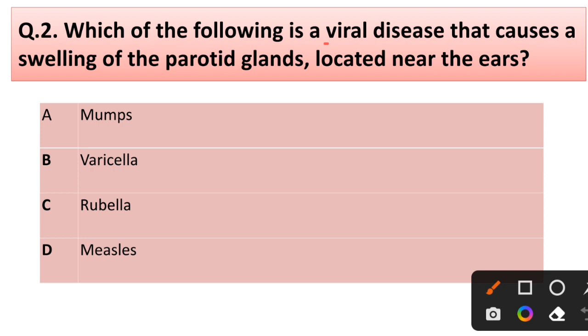Question number 2. Which of the following is a viral disease that causes a swelling of parotid gland located near the ears? Mumps, varicella, rubella, measles. Correct answer is mumps.